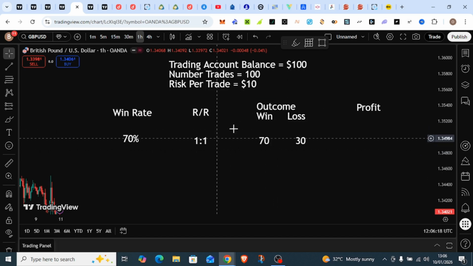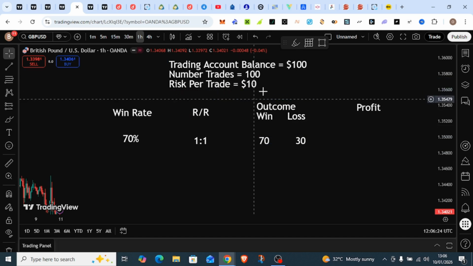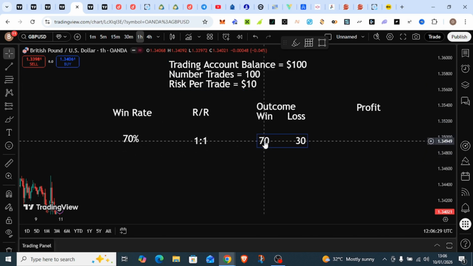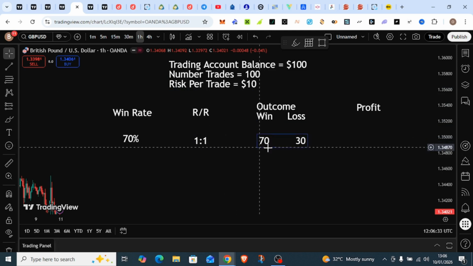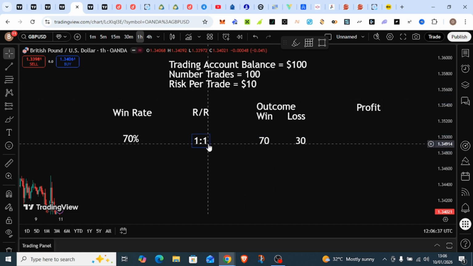So let's do our calculation. If you risk $10 per trade, this is going to be 70 times 10, and our risk to reward here is just 1. So 70 times 10 is 700, then times 1, which is the reward we are getting, is still 700.